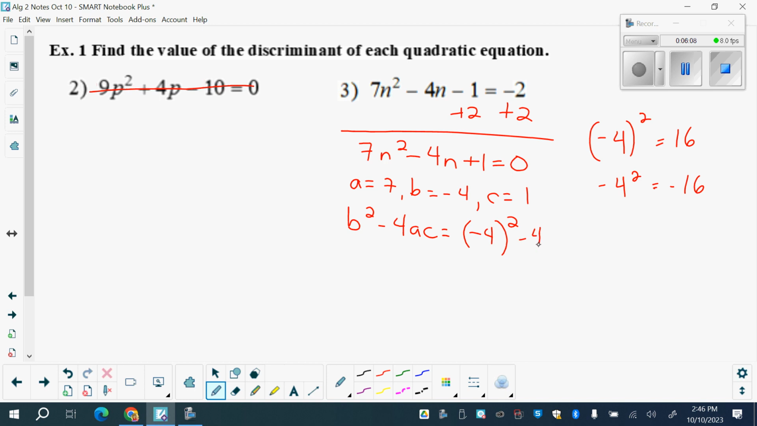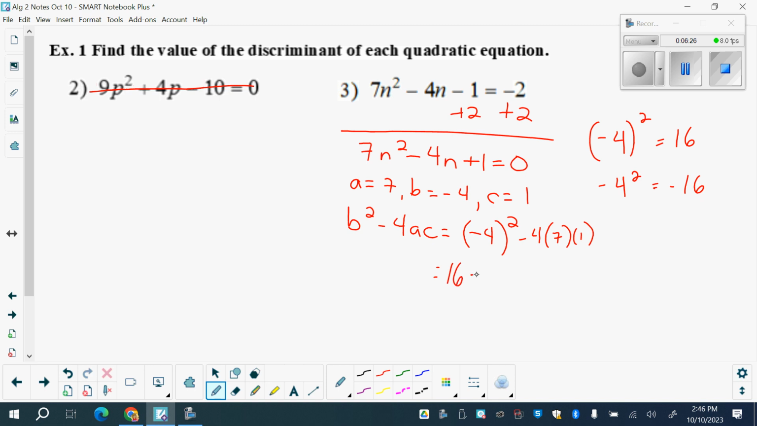And then -4 times A, which is 7, and C, which is 1. So feel free to get a calculator if you want. Get up and get a calculator if you don't have one right at your desk. I'm happy to let you do that.